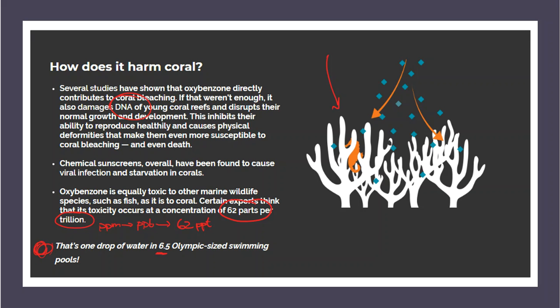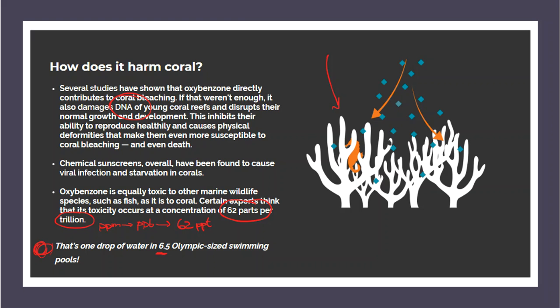Meaning, it took one drop of oxybenzone in 6.5 swimming pool sizes to kill out those reefs and to bleach them. That was enough to basically venture over, get incorporated and change the DNA of the system and completely wipe them out, completely kill them. Not only that, but it's also targeting the aquatic life.